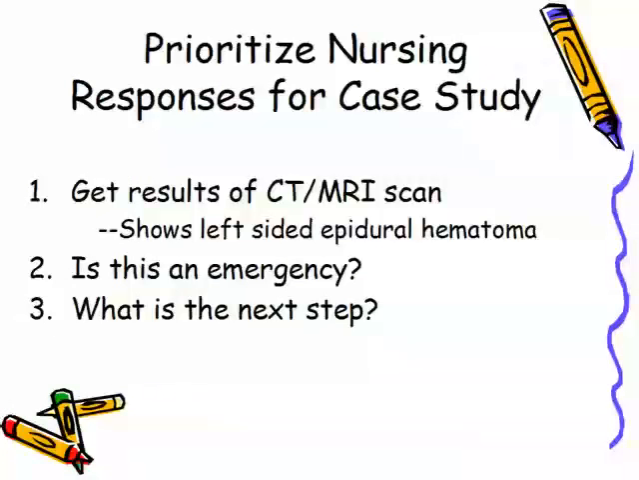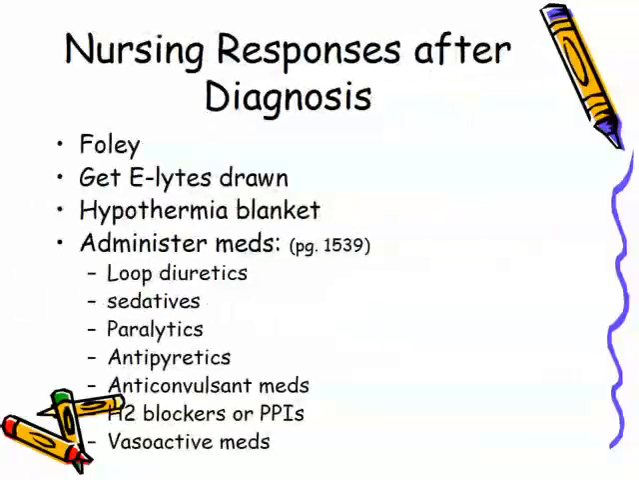To prioritize the nursing responses for the case study that we had earlier in the lecture, once we got the results of that CT MRI and that it did show left-sided epidural hematoma, this would indeed be an emergency type of situation. Remember, an epidural hematoma is an arterial bleed, so we would want to get this patient prepped and ready to be going to surgery. And obviously this patient would have a stat neurosurgeon consult to meet with the family and that type of thing. The patient would have a Foley put in so that we could keep accurate I&O on the patient, would have electrolytes and those other labs that we mentioned earlier done.